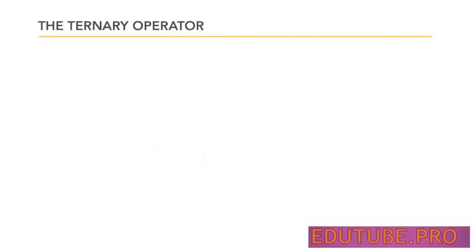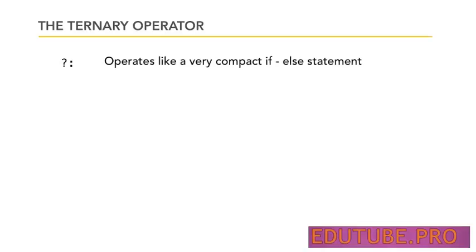There's also an operator called the ternary operator. Now, most operators we've seen so far are binary operators. So for addition, for example, you have two operands. You have the two operands that are being added together. The ternary operator works a little bit differently. It actually has three operands, and it's written using the question mark and the colon. It operates as if it were a very compact if-else statement.